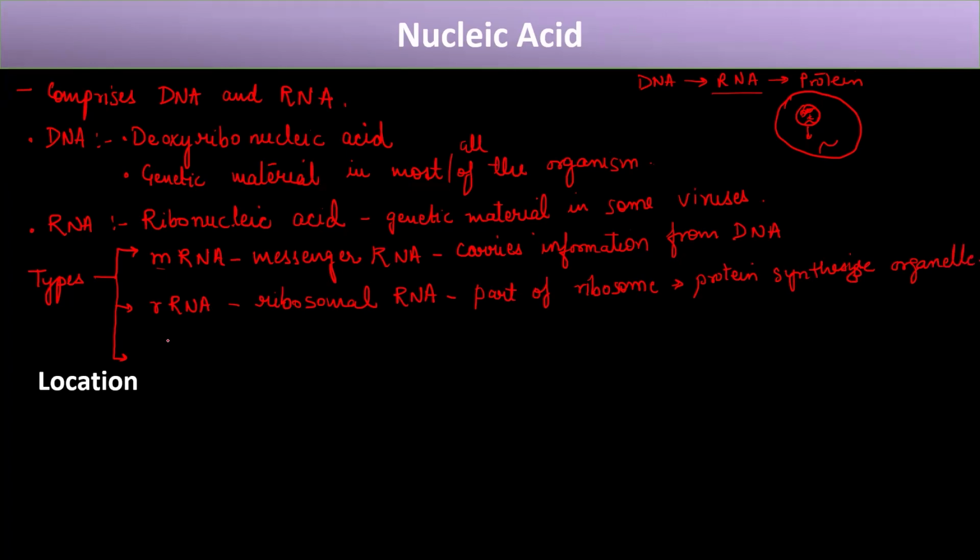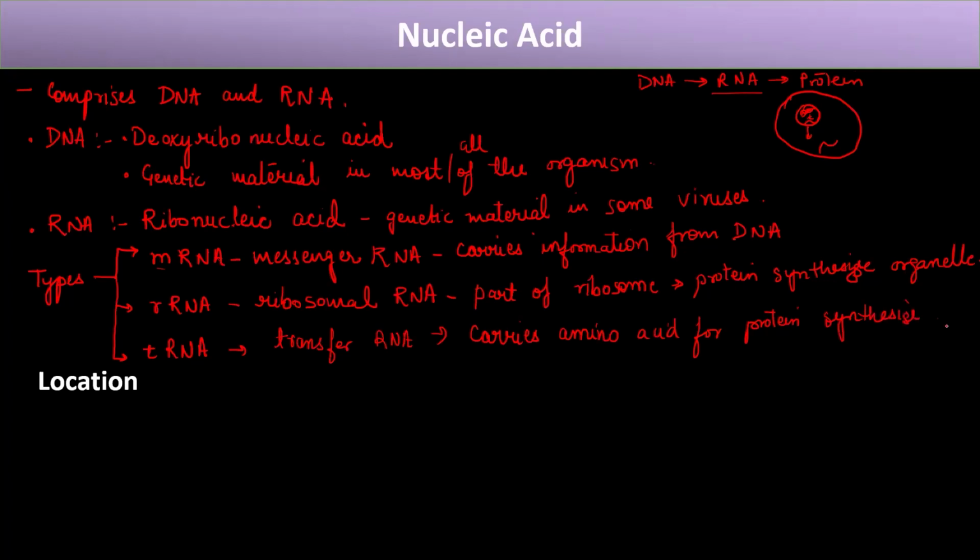Now, the third type of RNA is called tRNA. There are multiple other types of RNA, but these are three major types of RNA that we should know for now. tRNA stands for transfer RNA, and for now you just remember that it carries amino acids for protein synthesis. So these are the types of RNAs that we know.